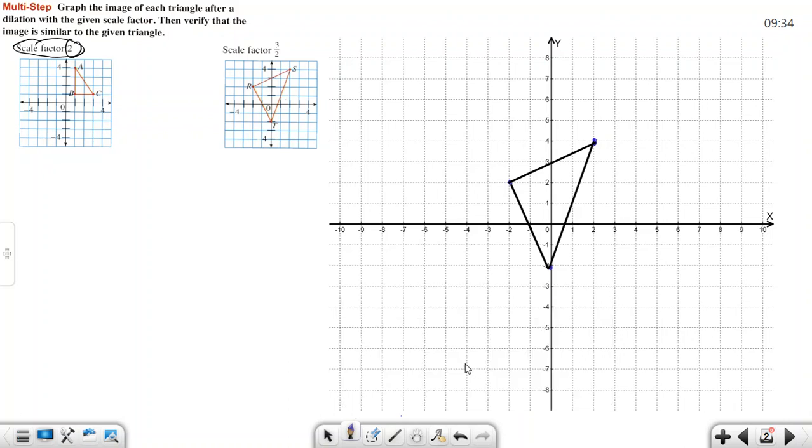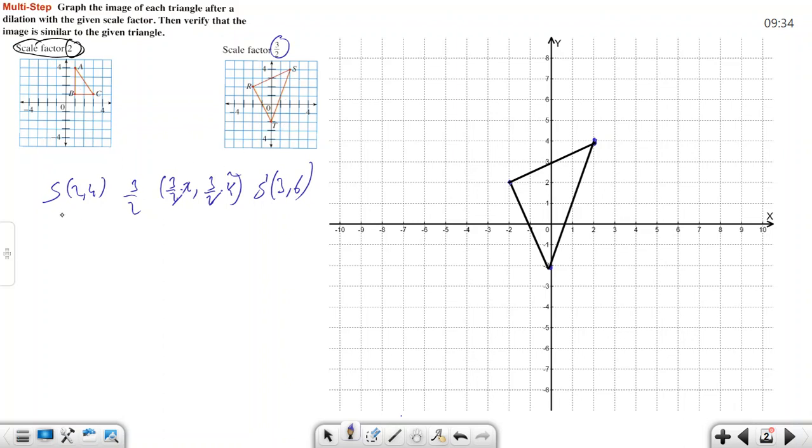Now let's see. Point S has coordinates 2 and 4. The scale factor here is 3 over 2. To calculate the new S, 3 over 2 multiplied by 2, and 3 over 2 multiplied by 4. Cancel the 2, so the new S will be 3 and 6. So 3 over 2 multiplied by 2 is 3, and 3 over 2 multiplied by 4 is 6.